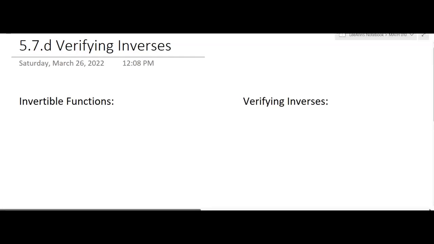So in chapter 5, we've been working in previous sections with polynomial functions and rational functions. A lot of our polynomial functions you really can't find the inverse for. But the ones that you can, they're called invertible functions. So if you can find the inverse of the function, then it's said to be invertible.